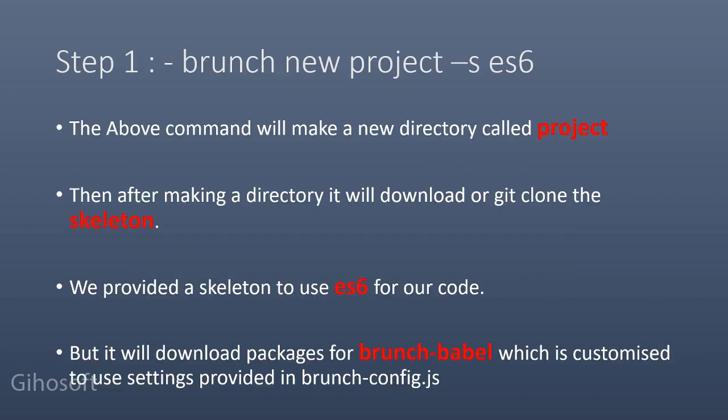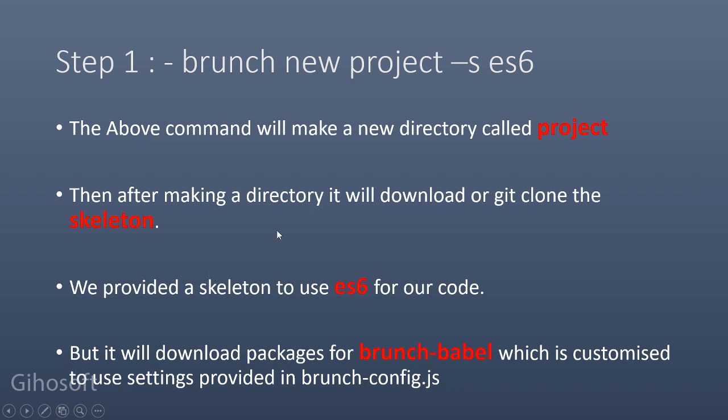So we have the first command, brunch new, and that takes a project name and a skeleton. If we don't provide one, it will start with a simple skeleton, which is nothing much, just like npm init with some files defined in it, like app.js and initialization.js, which are also defined in the project directory. It will create a new directory called project, and then it would git clone the skeleton, which are the required files, and start downloading dependencies.